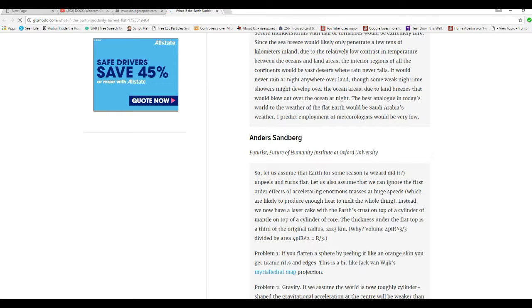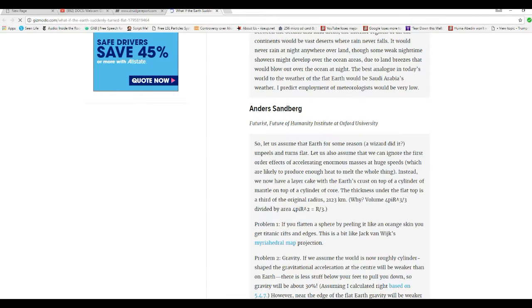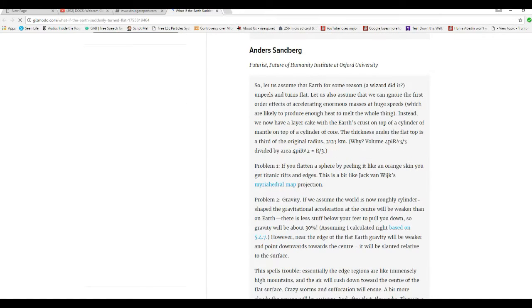So here's Anders Sandberg. Let's assume Earth, for some reason a wizard did it, unpeels and turns flat. Assume we can ignore the first order effects of accelerating enormous masses at huge speeds, which are likely to cause enough heat to melt the whole thing. Instead, now we have a layer cake with the Earth's crust up on top of a cylinder of mantle on top of a cylinder of a core. Thickness under the flat top is a third of the original radius. And there's a bunch of calculations.